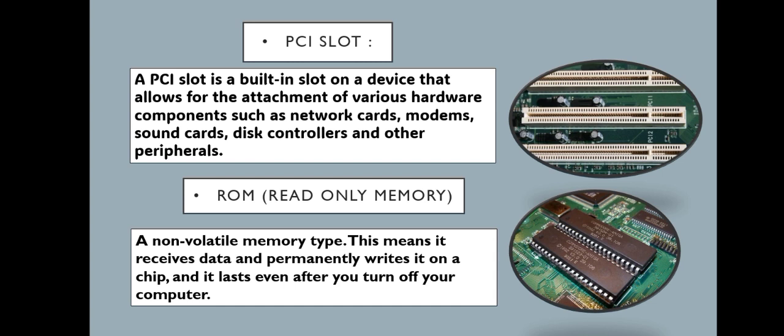Next is ROM, read-only memory, a non-volatile memory type. This means it receives data and permanently writes it on a chip, and it lasts even after you turn off your computer. And also, the data of the ROM is coded to not be overwritten, so it's used for things like your printer software or your startup programs.